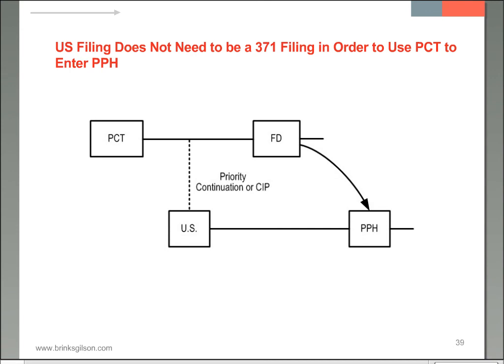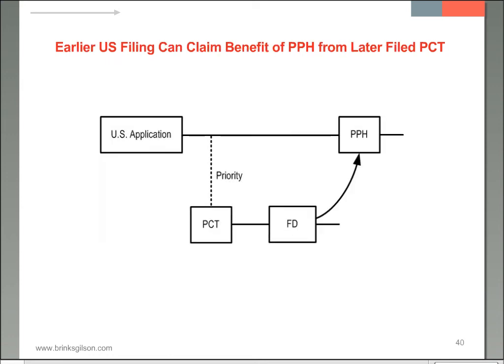Okay, this slide shows a situation where the U.S. does not need to be a 371 filing in order to use a PCT determination to request PPH. Okay, in this slide, we have a later filed PCT that can be used to request PPH for a first filed U.S. application.